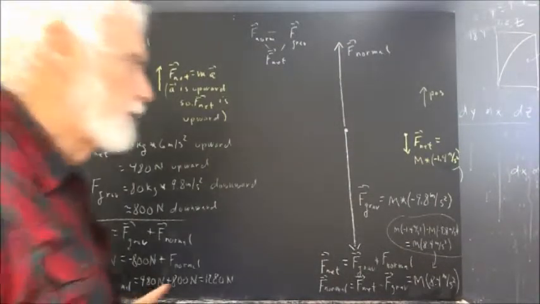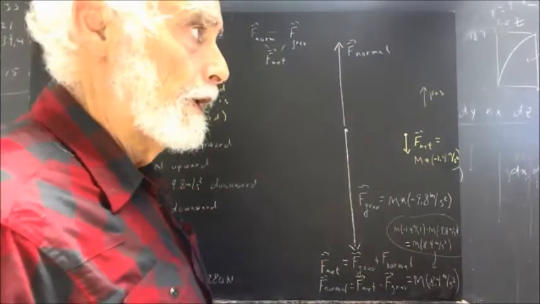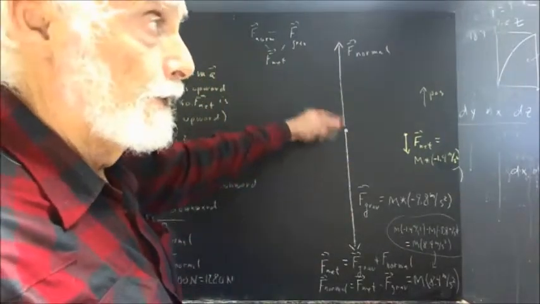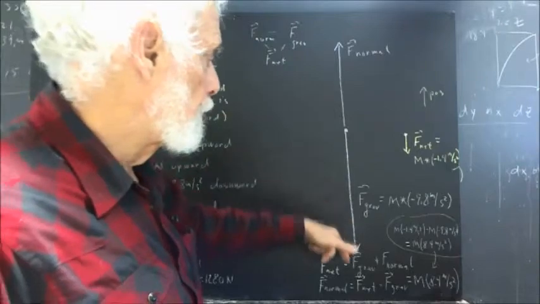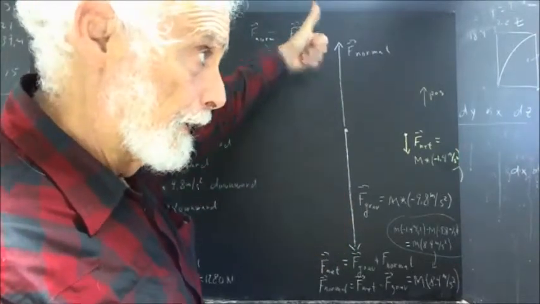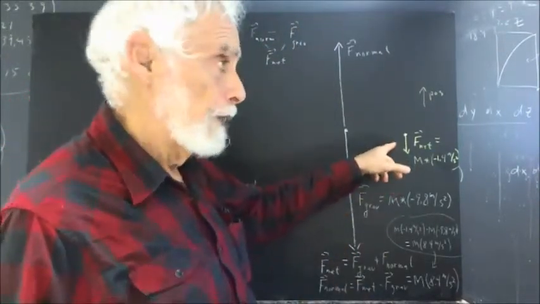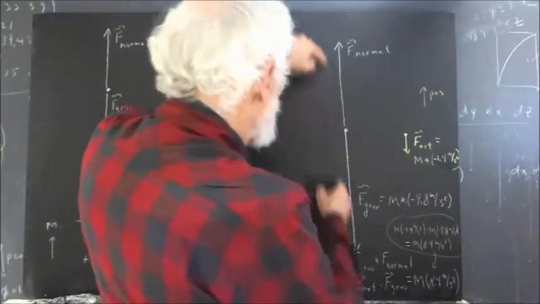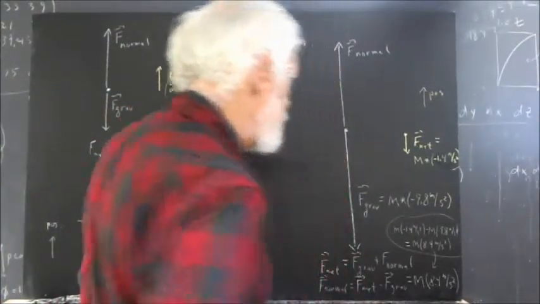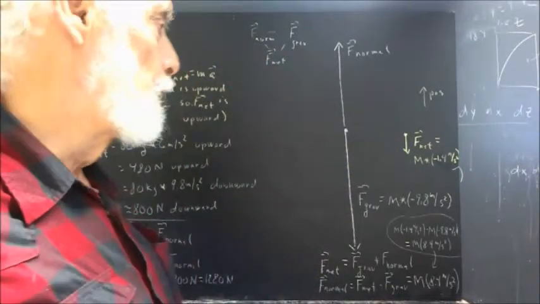Next, we look at the free body diagram for our box in the elevator. Again, our box is just going to be represented by a dot. We have gravitational force acting down, normal force acting up, and a net force. That's what we get when we add this to this. What about the relative proportions of our vectors?